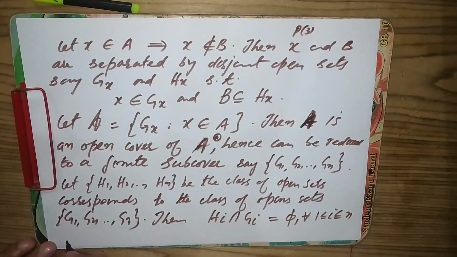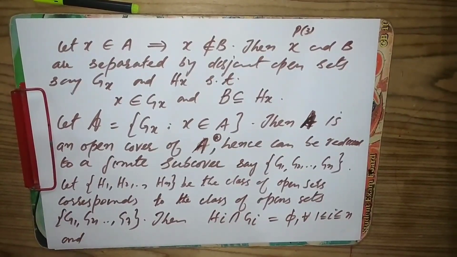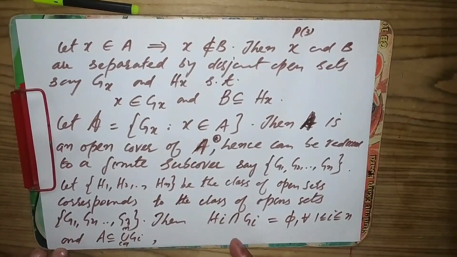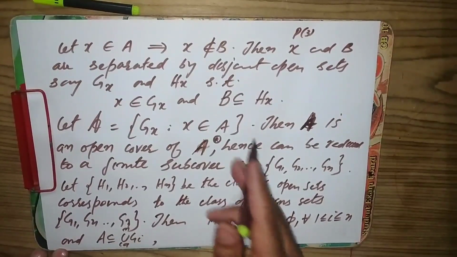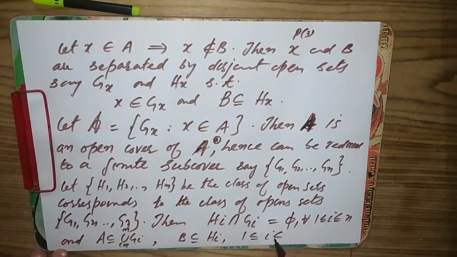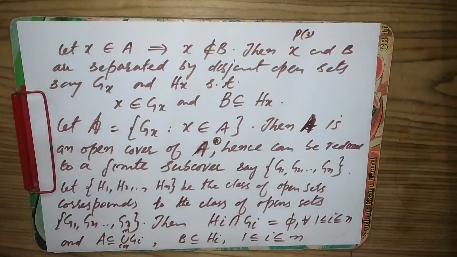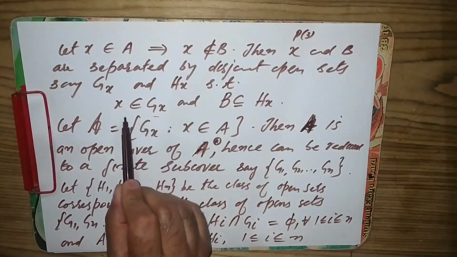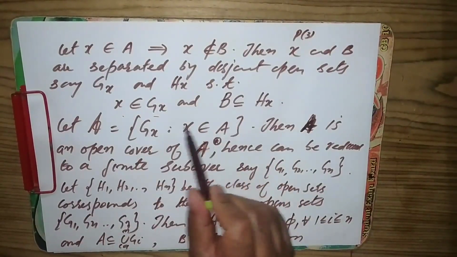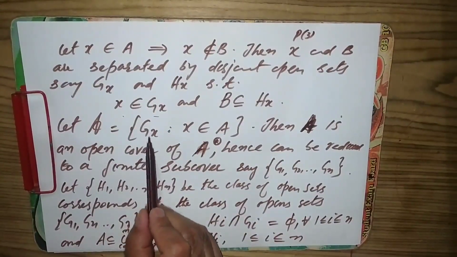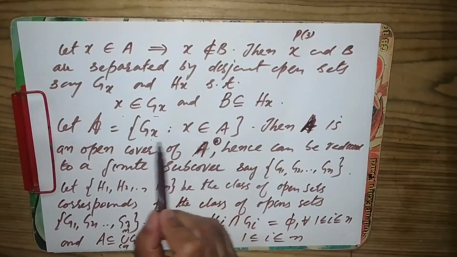and this A is a subset of union Gi, i runs from 1 to n, and second, these Hi's contain B, B is a subset of Hi, 1 less or equal to i less or equal to n. Okay. So it's this because of this property, Gx and Hx, where Gx contains x and Hx contains B, so they are disjoint open sets, and in this way we have a class of open sets Gx, x belongs to A, and this is an open cover of A.